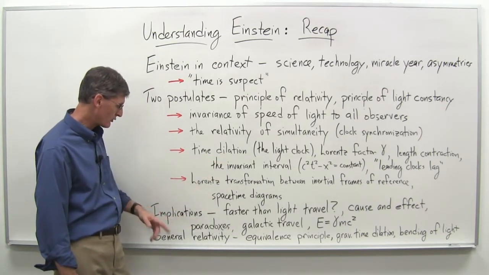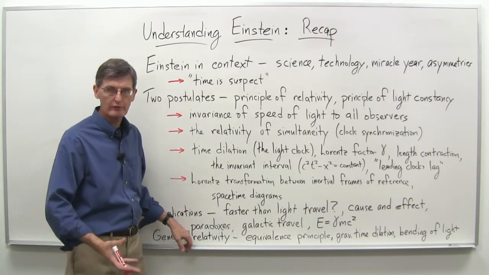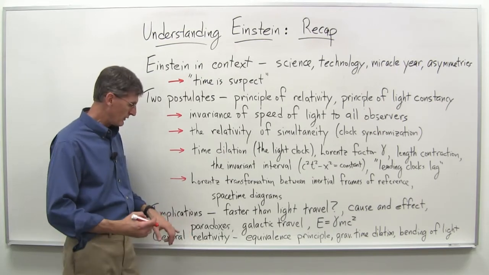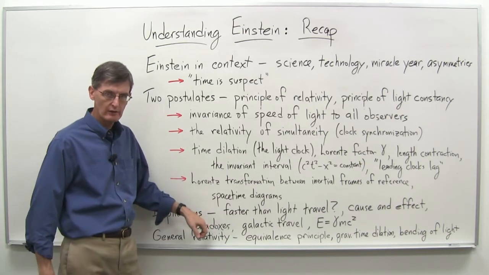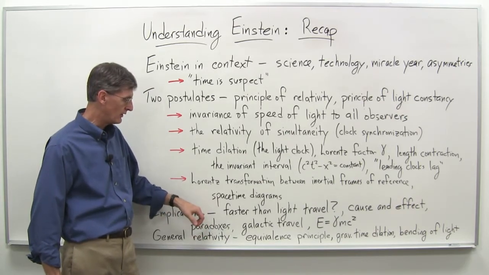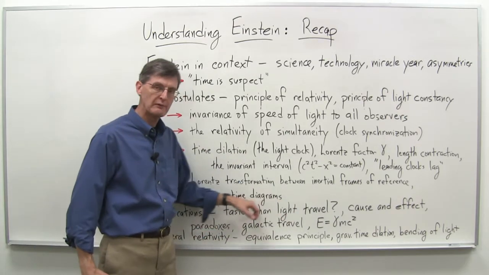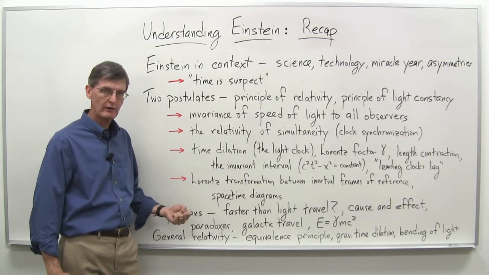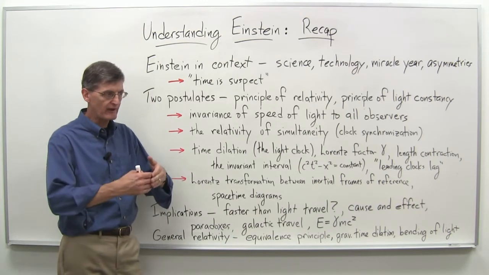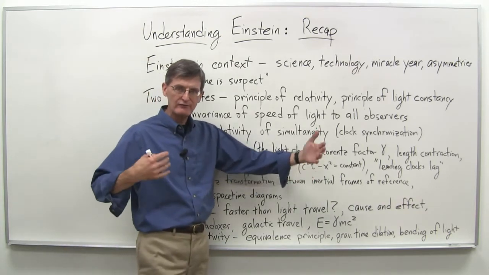So more implications, of course, paradoxes. We talked about the pole in the barn paradox. We talked about the spaceships on a rope paradox. And, of course, we talked about the twin paradox. And then that led us on to, in the final week, talk a little bit about galactic travel. Is it possible, especially given the results of the twin paradox? In principle, it is, that you can travel to the center of the galaxy in a reasonable amount of time.